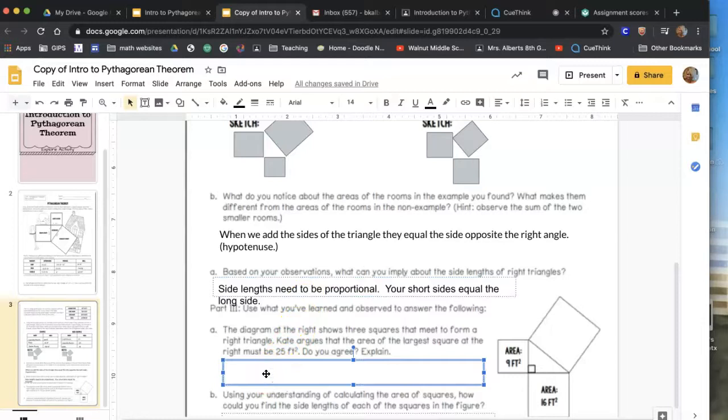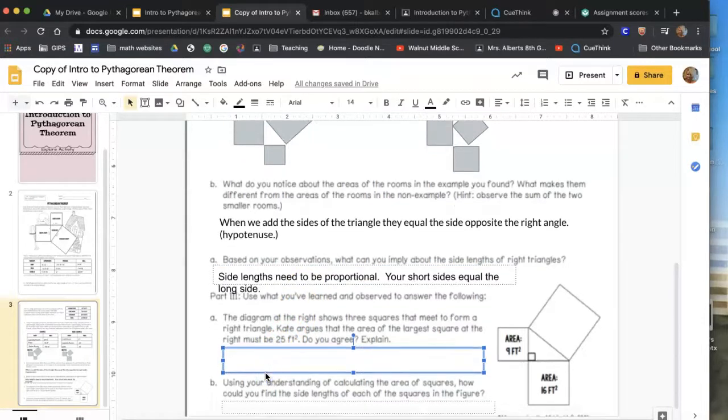Part 3, use what you've learned and observed to answer the following. The diagram at the right shows 3 squares that meet to form a right triangle. Kate argues that the area of the largest square at the right must be 25 feet. Do you agree? So she thinks that this here is 25 feet. Well, we can easily check this. If we know the area here is 9 foot, and 9 foot plus 16 feet is 25. Yes, she is right.